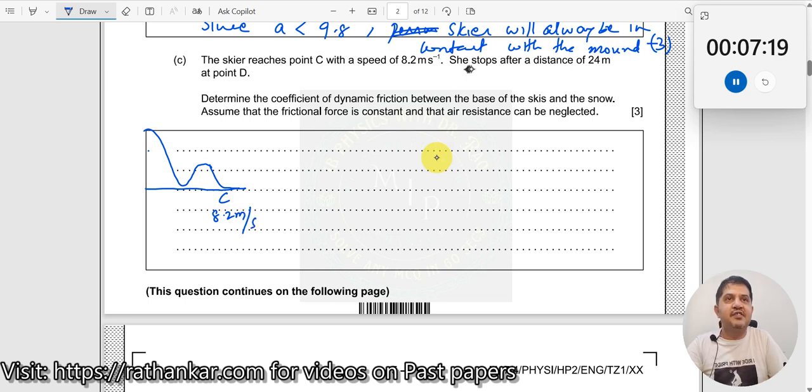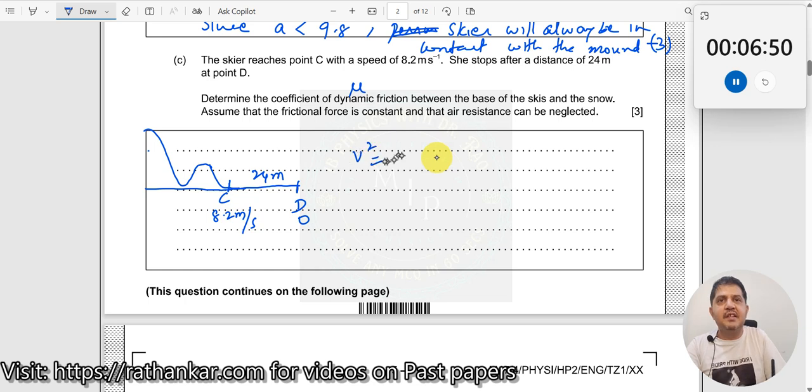And then she stops after a distance of 24 meters at point D. Now, horizontally at point D, at a distance of 24 meters, its velocity becomes 0. Determine the coefficient of dynamic friction mu between the base of the skis, between point C and point D, assuming that the frictional force is constant and air resistance can be neglected. So very simple. So what do we do here?